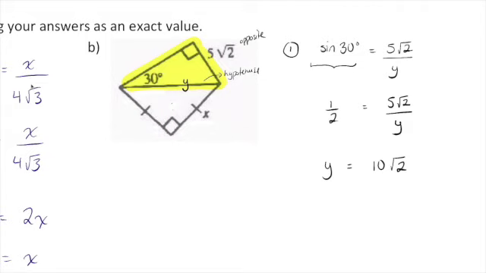Okay, now last but not least, we do have to figure out this x value, so that's working off of this bottom triangle now. Looking here, it's an isosceles triangle, so that's going to help us out a little bit.